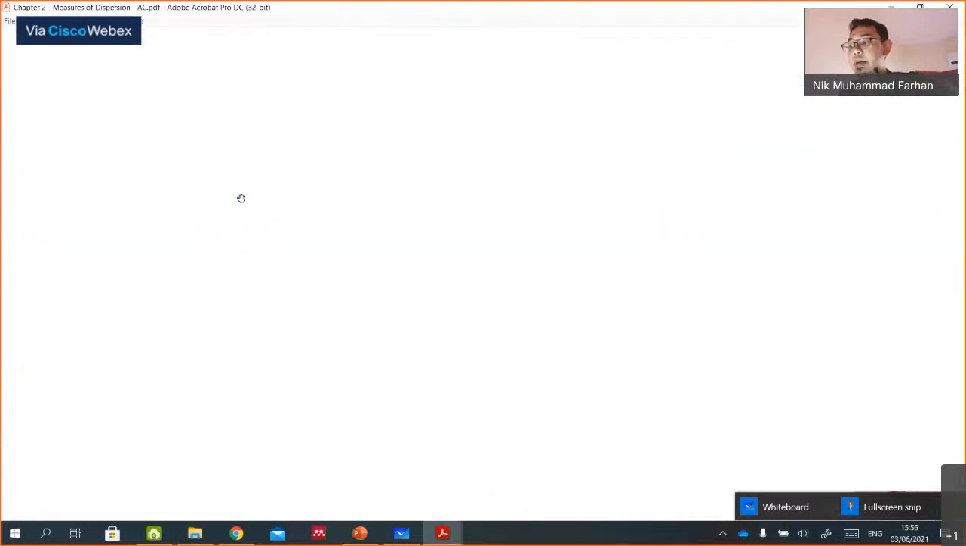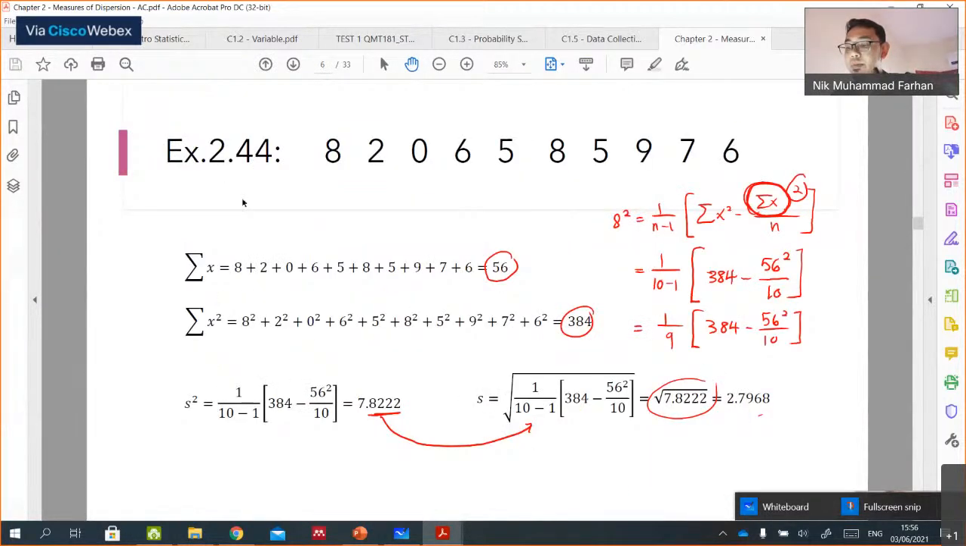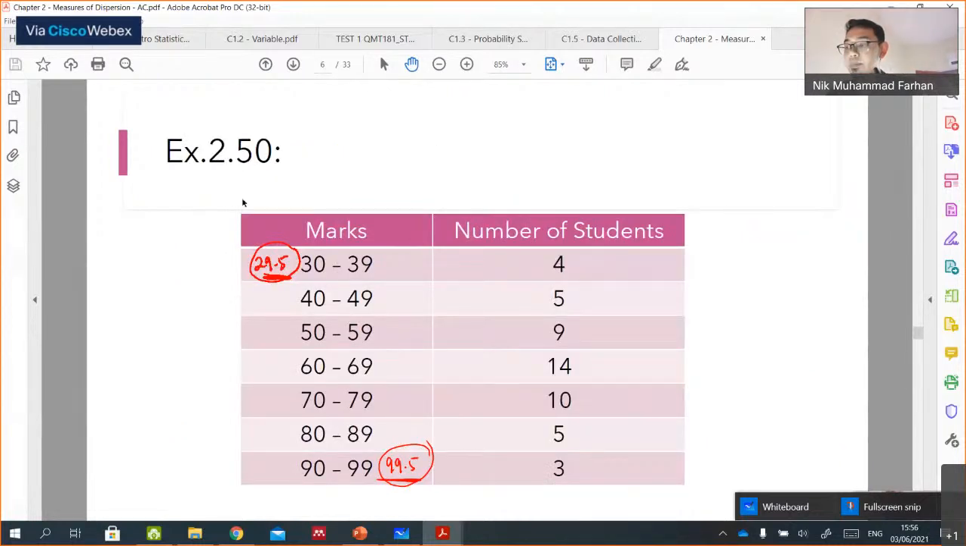So bila kita nak kira standard deviation tu, apa yang diperlukan untuk ungroup data, untuk group data. We are talking about group data now. For the group data, so the standard deviation, apa yang perlu ada dalam standard deviation adalah, okay, this one is dispersion.